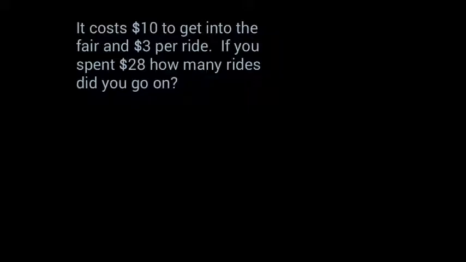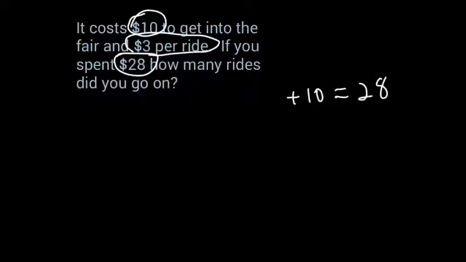Alright, let's do one more problem. It costs $10 to get into the fair and $3 per ride. If you spent $28, how many rides did you go on? So we have a total of $28, so we know something has to equal 28. We know it costs $10 to get in. That's just a one-time cost, so we're going to add that. And then it costs $3 per ride, so I'm going to have 3R. So 3R plus 10 equals 28.